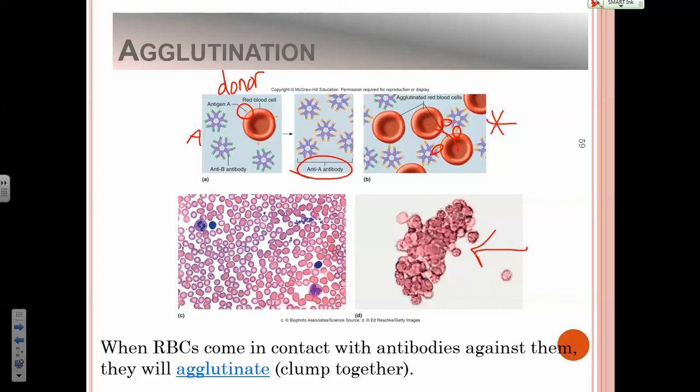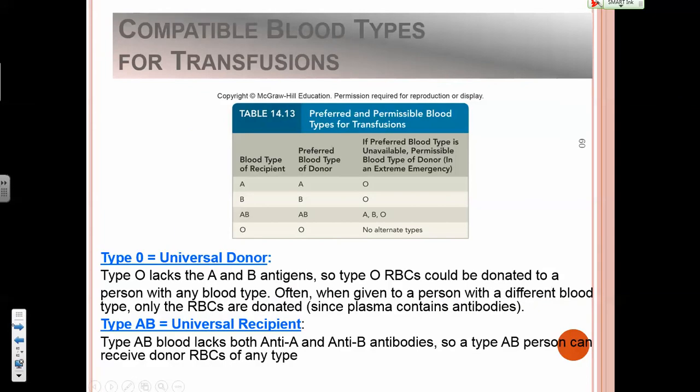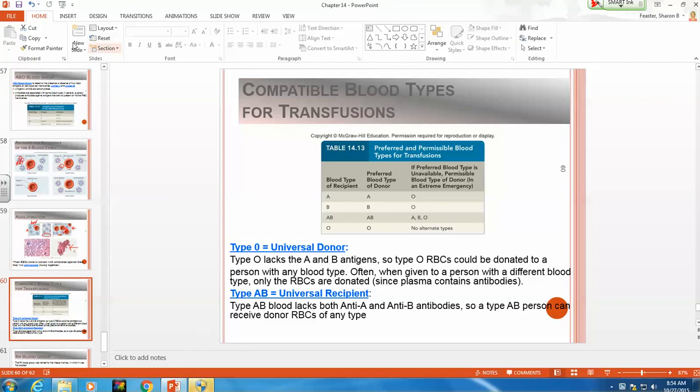To prevent this agglutination from occurring. All right, and so I don't even want to put this up there. It's just telling you what you can get. Let me put a blank one.